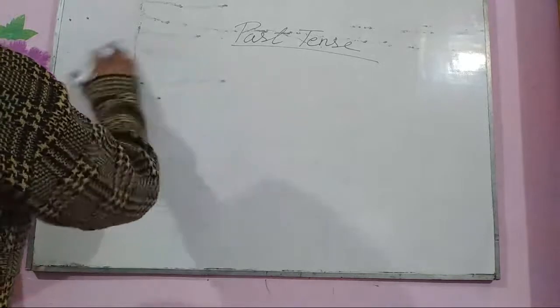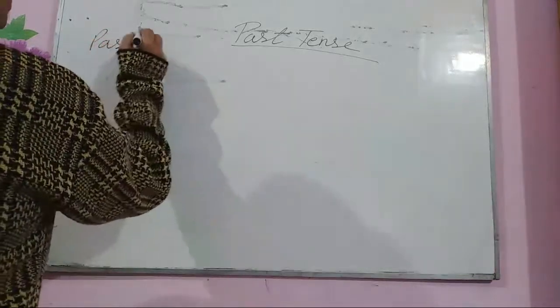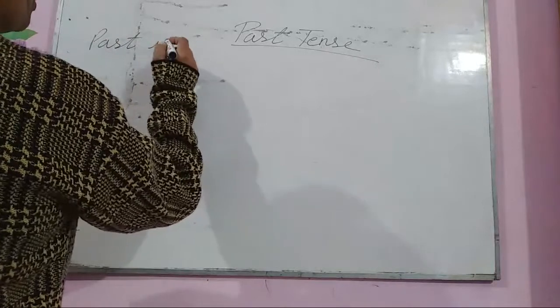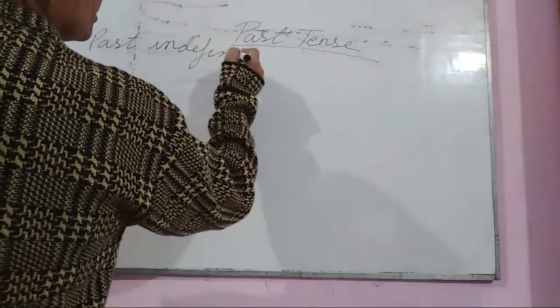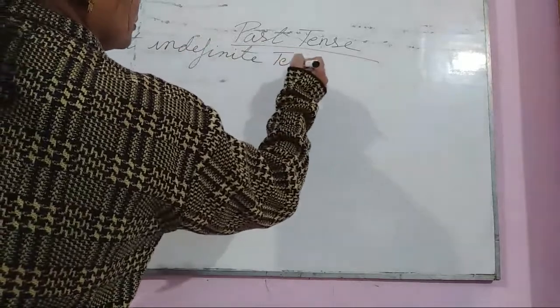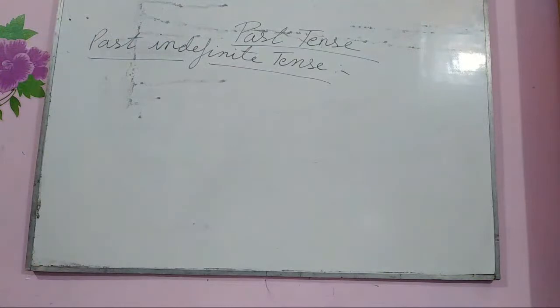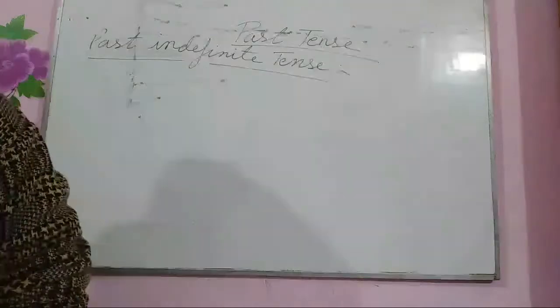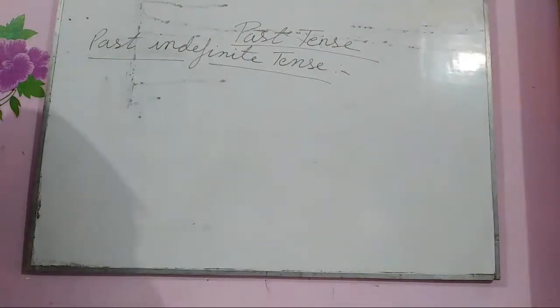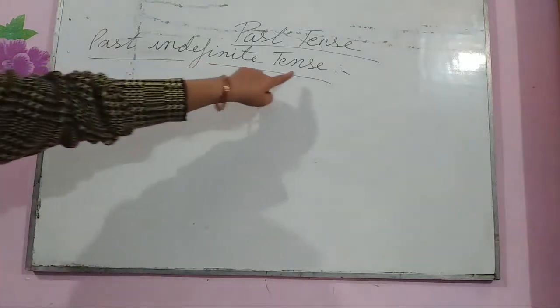It is the formula for past. As I told you, past tense has again got four kinds, that is past indefinite tense, past continuous tense, past perfect tense and past perfect continuous tense. So in past tense we are going to see one by one. So we will begin with past indefinite tense.